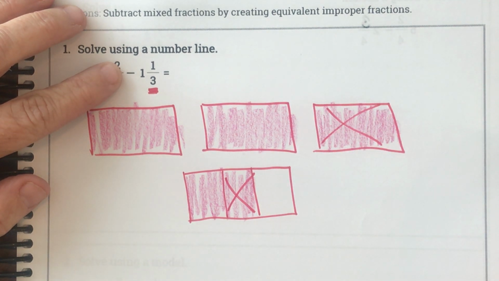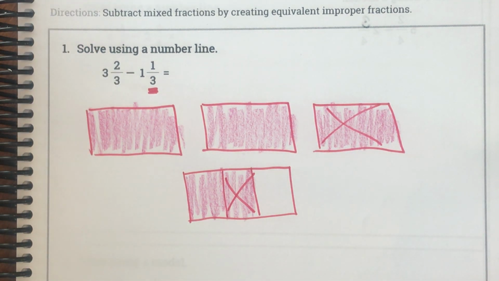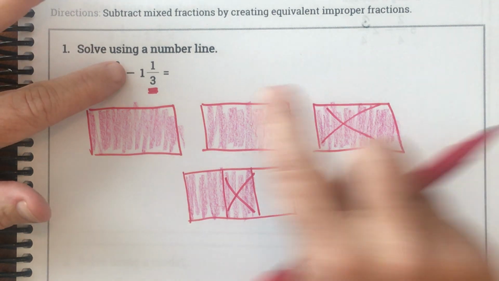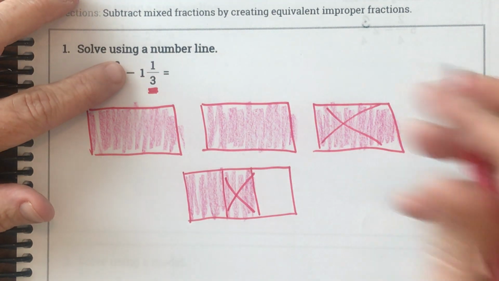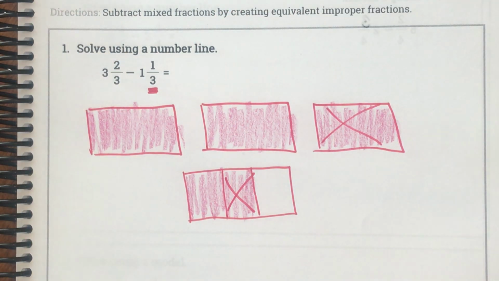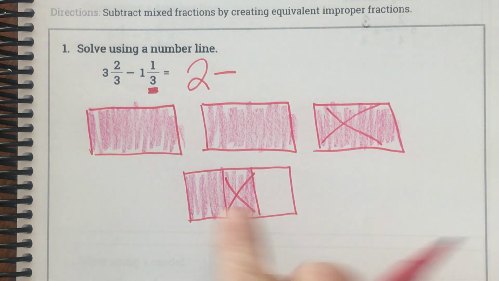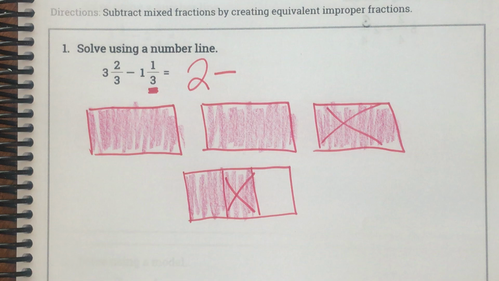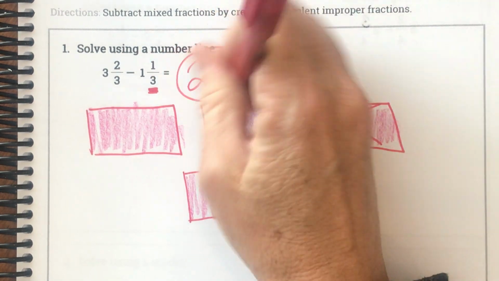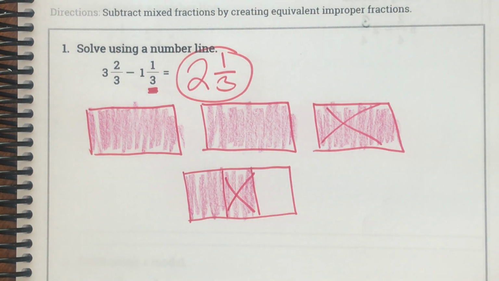Okay, I just took it away. So that's all I had to do, I just had to subtract and take away what they wanted me to. So what do I have left? Well, I still have 1, 2 wholes left. And I still have 1/3 left. And that is my answer. So ladies and gentlemen, I think this strategy is a lot easier than all the steps that they give us.